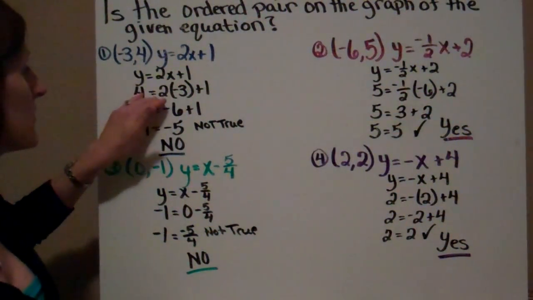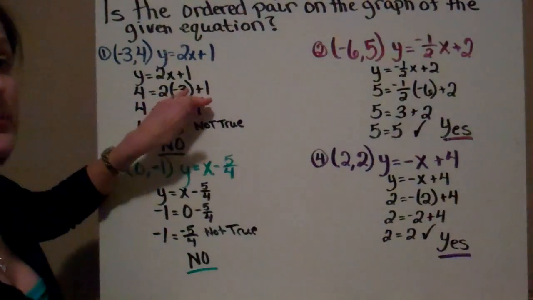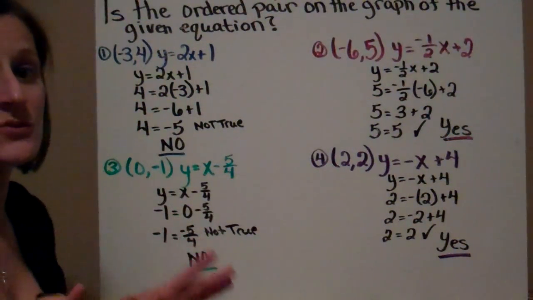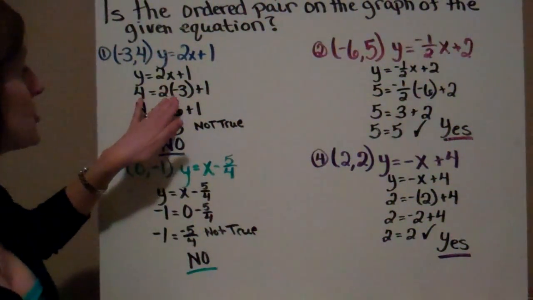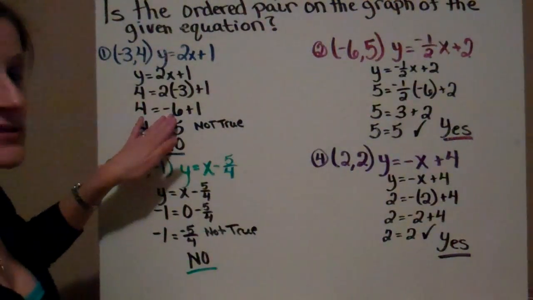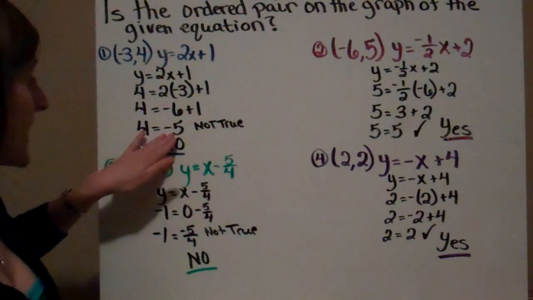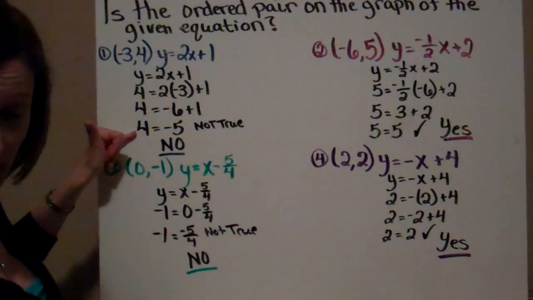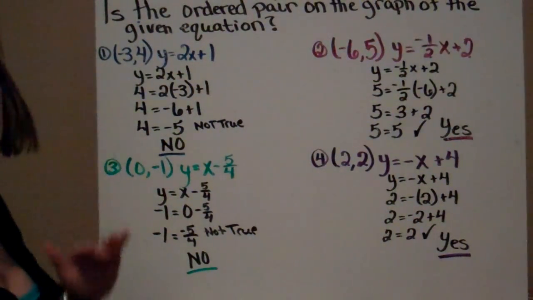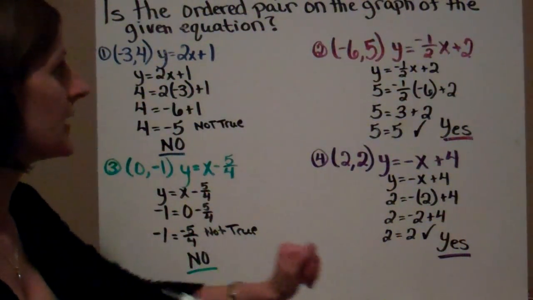So I plug in 4 for y and -3 for x. So I get 4 equals 2 times -3 plus 1. I'm going to see if the two sides equal each other. Now 2 times -3 is -6. And then add 1 is -5. Now that does not equal 4, so this point does not lie on your equation's line.